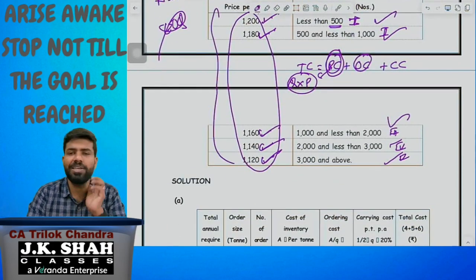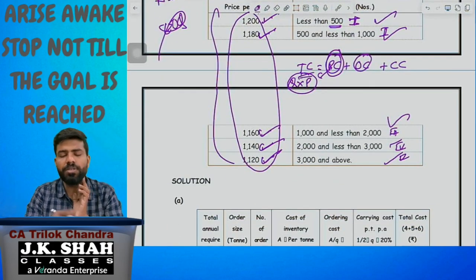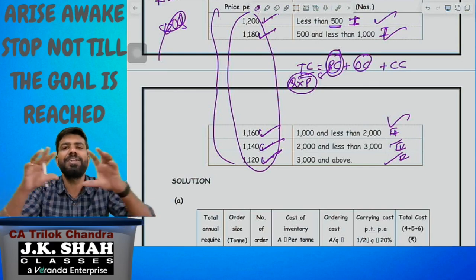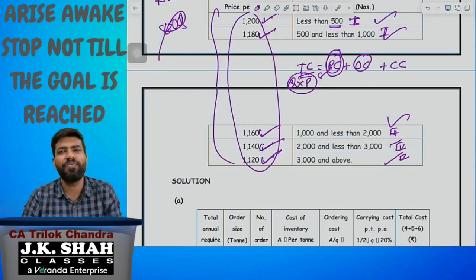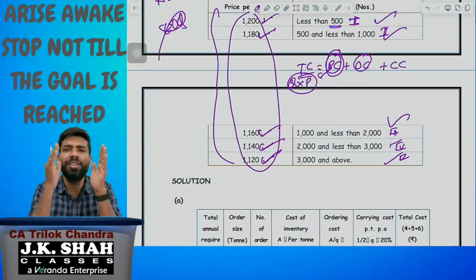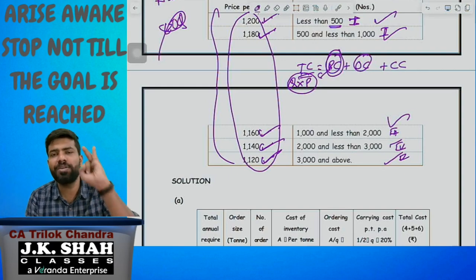In this question, as I told you, we need to calculate the total cost. Very important thing is deciding the format. Many people try to by heart the format. Don't by heart the format. Understand with the logic. At all the levels, we need to calculate the total cost. To calculate total cost, purchase cost plus ordering cost plus carrying cost.